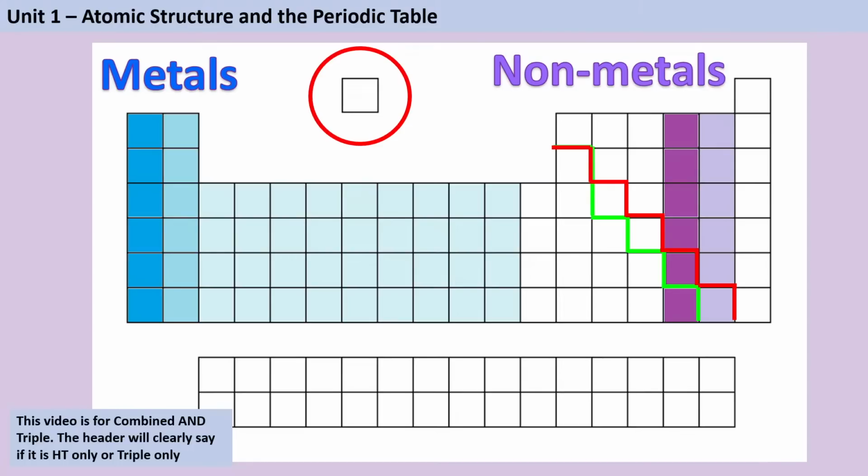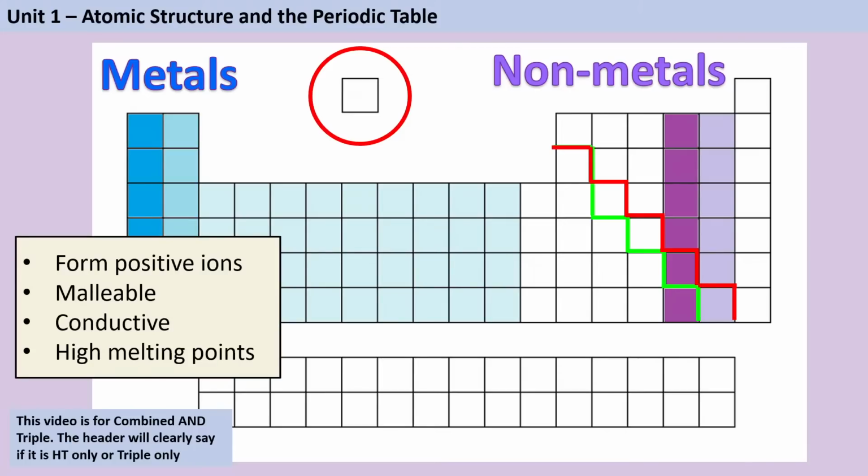What we do study are groups 1, 2, the transition metals, 6 and 7. So 1, 2 and the transition metals are all examples of metals, and then 6 and 7 are examples of non-metals. The one to watch out for is that hydrogen is kind of floating around here at the top, not in a sensible place at all, and that's a non-metal. So just watch out for that one. Now, we define metals as being things that form positive ions, and then we can also say that they are malleable, which means they can be hammered into shape.